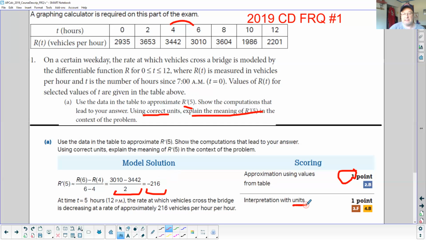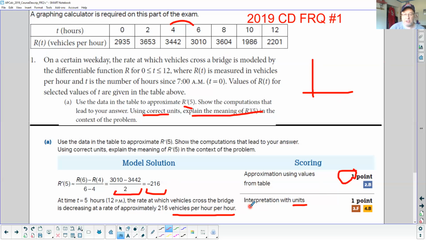So the units, let's start there. Units are vehicles per hour, or vehicles per hour squared. Remember, whenever you're doing a problem like this, and you're trying to estimate a derivative, which is a slope, you take the y values, units, vehicles per hour, and divide them for slope by the x-axis, in this case, the t-axis units, hours. So vehicles per hour, or per hour squared.